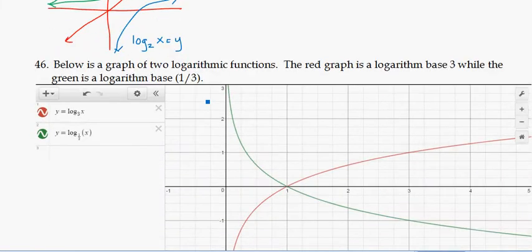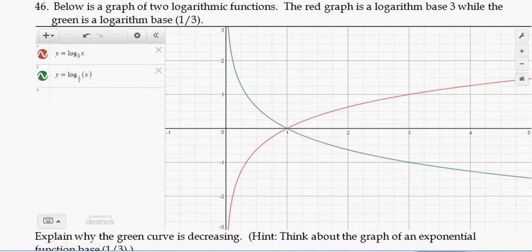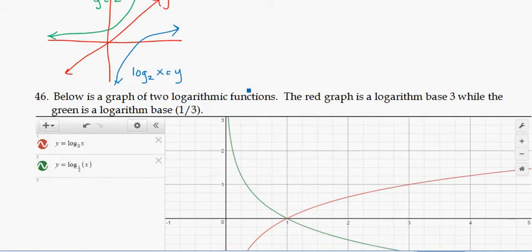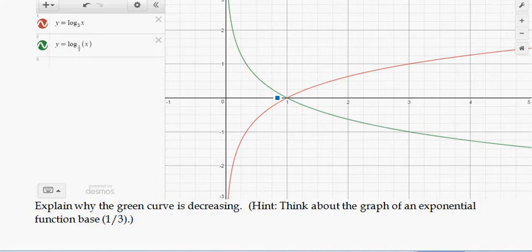So here's an example drawn by Desmos, so it'll be much clearer than mine. We have two functions. One of them is log base 3, that's the red function, and the green is log base 1/3. We've already talked about exponentials having a horizontal asymptote on the x-axis, and so logarithms, if you reflect that over the line y equals x, are going to have a vertical asymptote, the y-axis. So notice these two logarithmic functions have that vertical asymptote showing up, which is not surprising.